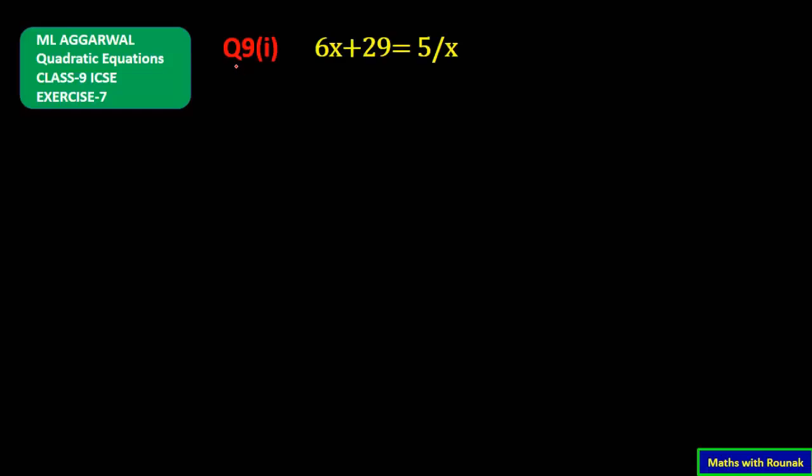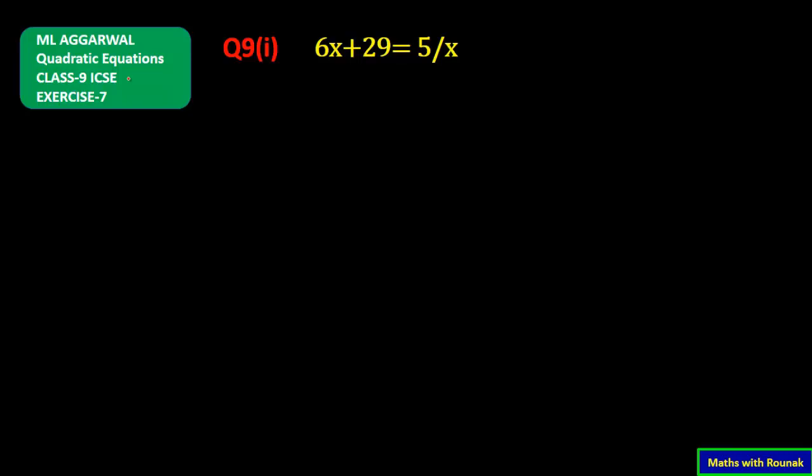Now let's continue with question number 9, part 1 of M.L. Aggarwal from chapter Quadratic Equations of class 9. The question is 6x plus 29 over x is equal to 5. Now, for making calculation easier, we have to remove x from the denominator. For doing that, we can multiply both sides by x.